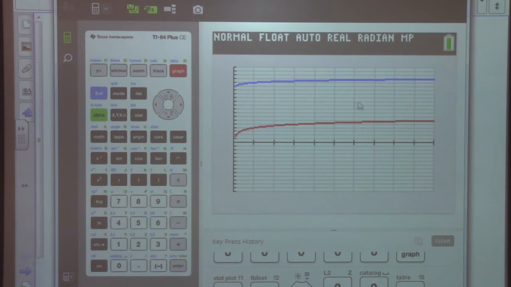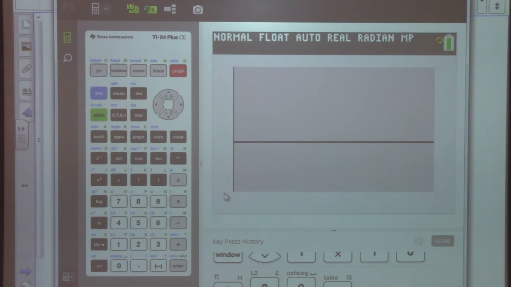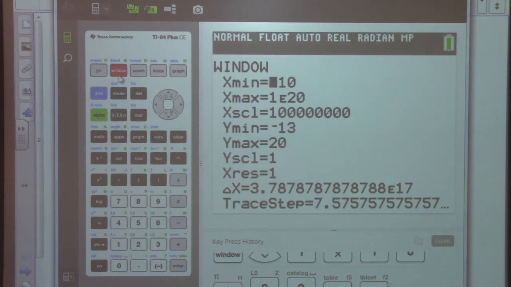Okay, does it seem like they're getting closer here? Yeah, okay, let me show you what you have to do for this. 1 times 10 to the power of 20. Okay, so now we graph. Dang. Not even seeing anything. X max. I think it's too big.